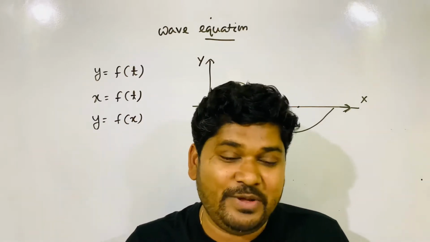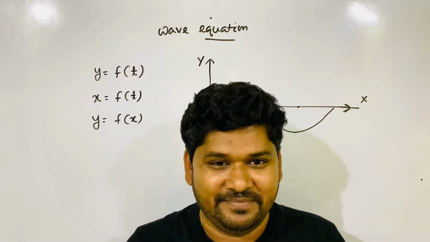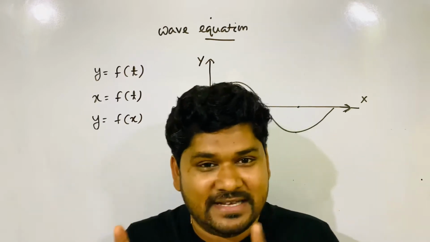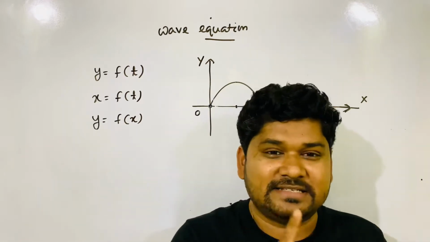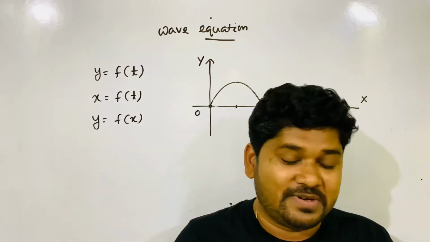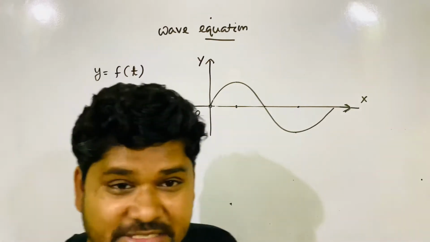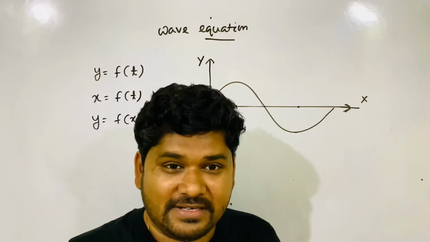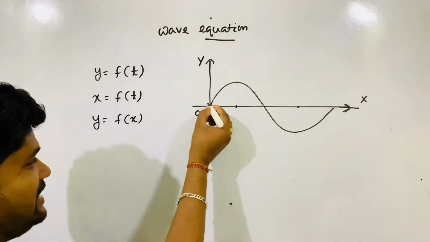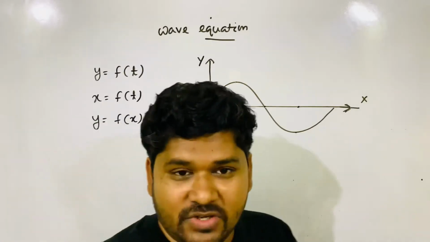In SHM we relate only y with t, but in a wave we relate y, x and t. Y is oscillation, x is propagation, t is time. All three are dependent on each other. So now let's see how we derive this equation. It's very simple, not difficult. Have patience and listen. Consider this particle as the origin.